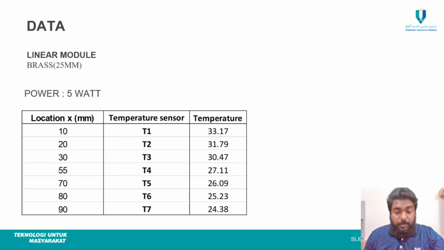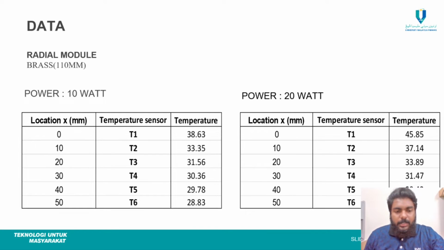Next is the linear module, but this time it's about the brass. The same diameter of 25 mm, and the power is 5 watt. Next, this is about the radial module, and the material we use is brass, and the diameter is 110 mm. The power we use is 10 watt and 20 watt, and these are the data given by our lecturers.